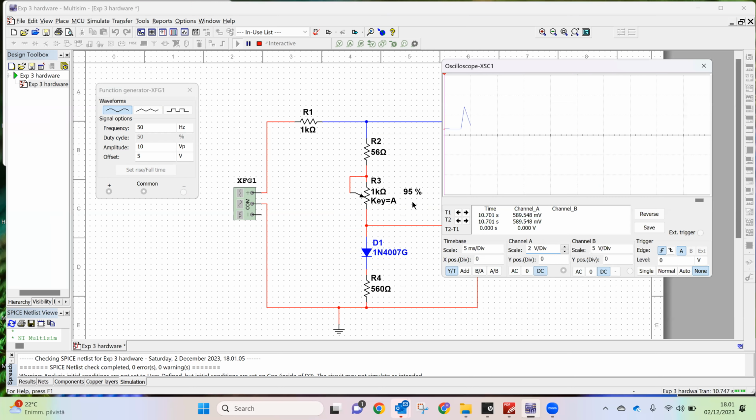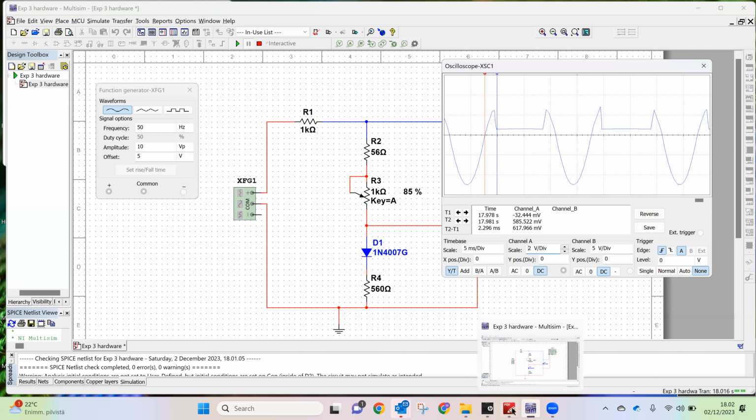Okay, now I asked you to make the potentiometer setting 95%. For example, in the exam maybe I ask you 85. So what you will do, you will make it 85. Okay, and then pause it, and then you go here, you make one cursor here and another cursor here. Okay, now look here. How much is the time delta t? This is 2.296.